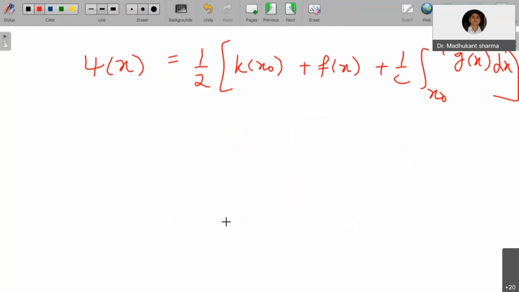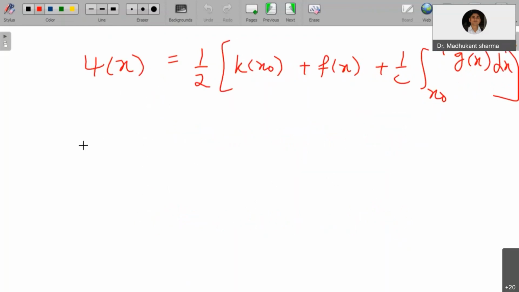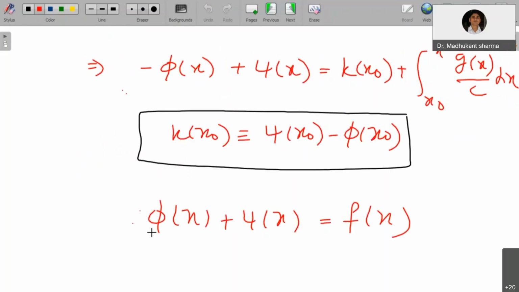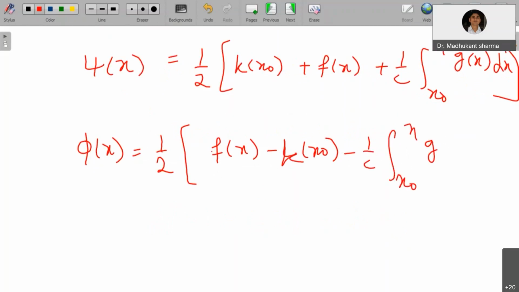Now if you take the difference, this minus this, so phi of x is equal to 1 by 2 times f of x minus k of x naught minus 1 by c integration x naught to x g of x dx. Right? Yes.